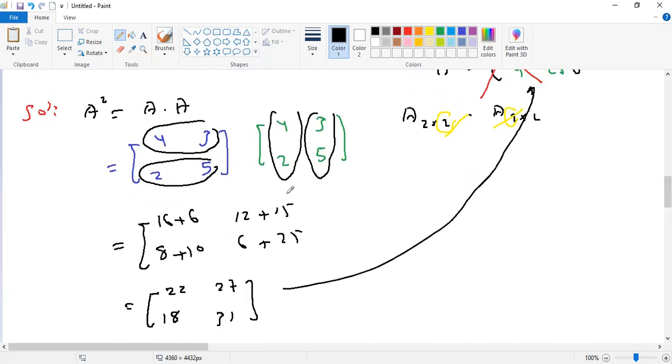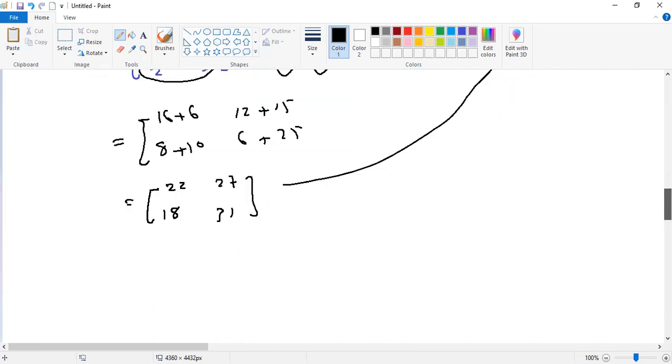So be careful. Again, write 4, 3, 2, 5 and 4, 3, 2, 5. Multiply the first row by the first column: 16 plus 6, which is 22, and 4 by 3, 12, plus 15, 27. 2 by 4 is 8, plus 5 by 2, which is 10, so 18. 2 by 3, 6, plus 5 by 5, 25, so it will be 31. This is the multiplication, students.